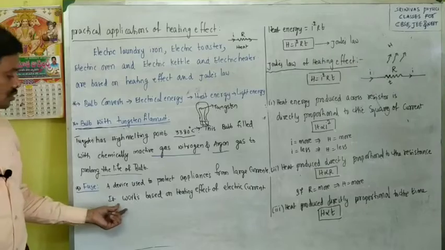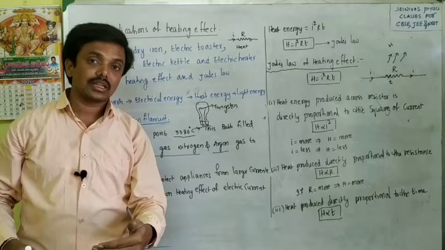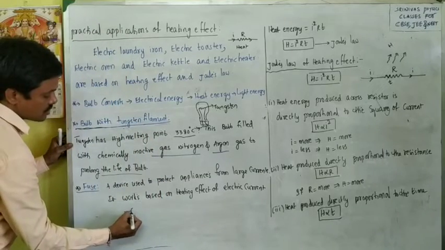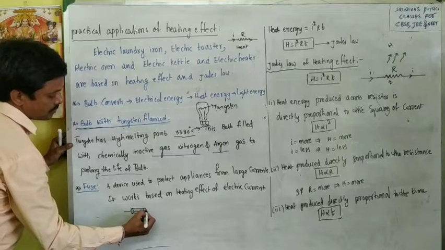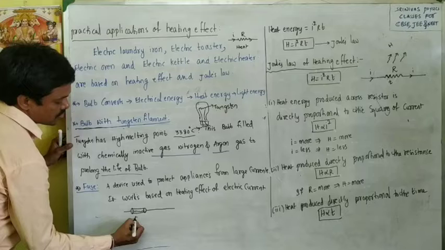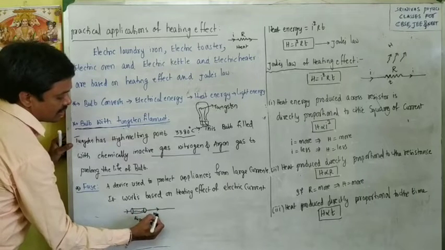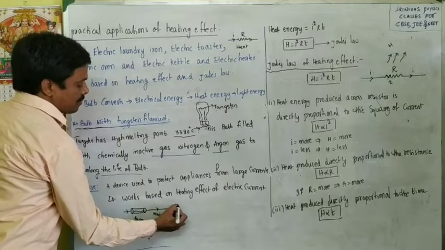That also depends upon the heating effect. When current exceeds a certain value, it can melt. For example, this is a fuse. And now this is the main wire, and this is connected to some appliance.